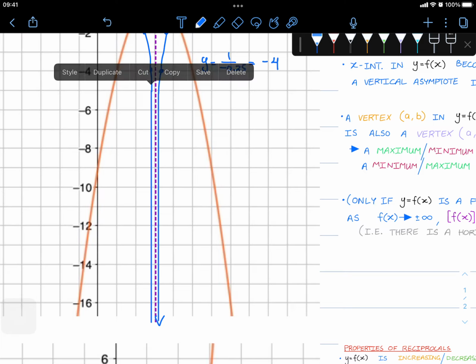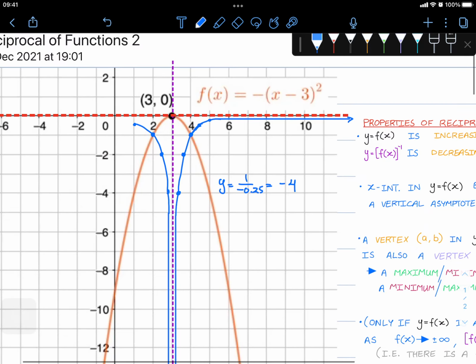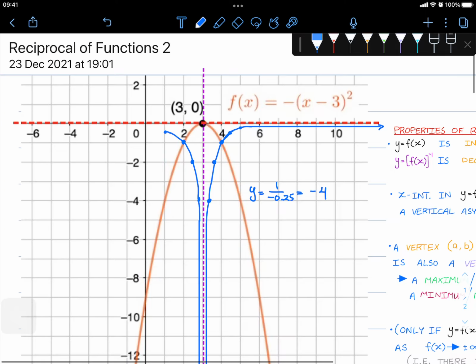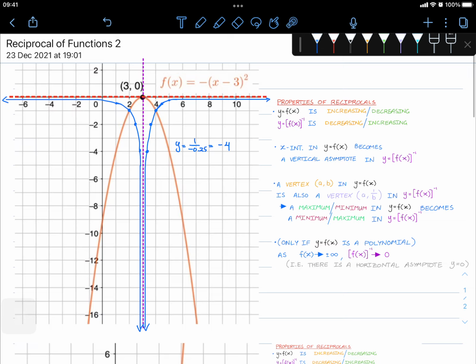And there we have it. And going along here, whoops, going along this way, it's really close. And then we're just going to draw a horizontal line like so. So that there is the function, or the reciprocal of this function here.